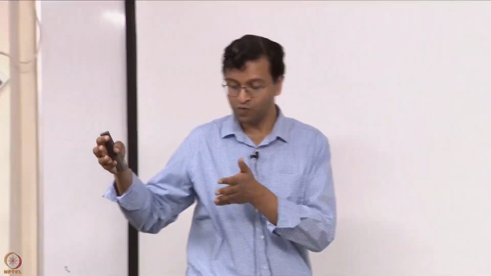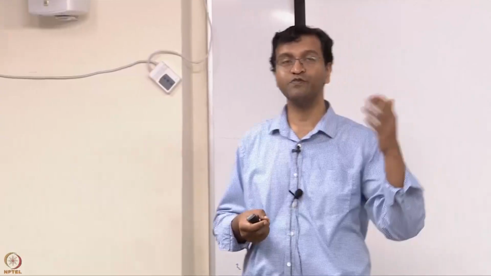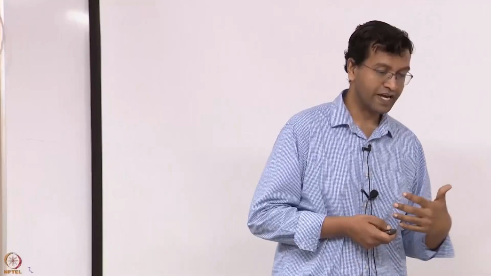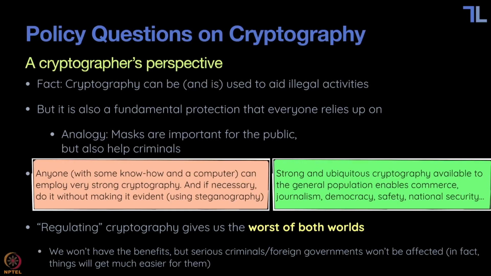So the general population will not be able to use this cryptography if you have a regulation saying you shouldn't use strong cryptography. Cryptography is what we have come to rely on for a lot of things: commerce, journalism, democracy, safety at various levels, national security. So even if you're worried about foreign states launching an attack on you, if your citizens are not using good cryptography, they can attack your citizens. So regulating cryptography in some sense gives us the worst of both worlds.